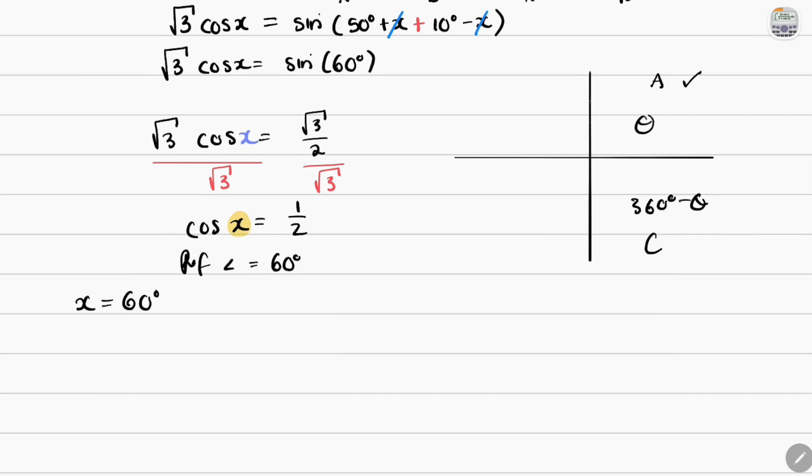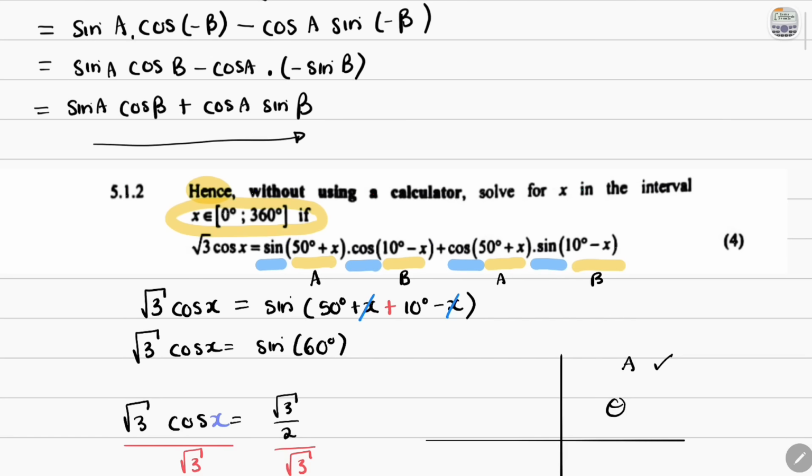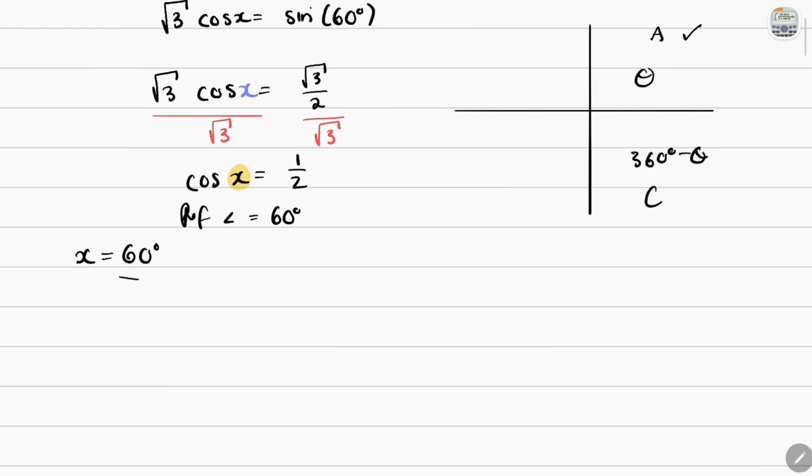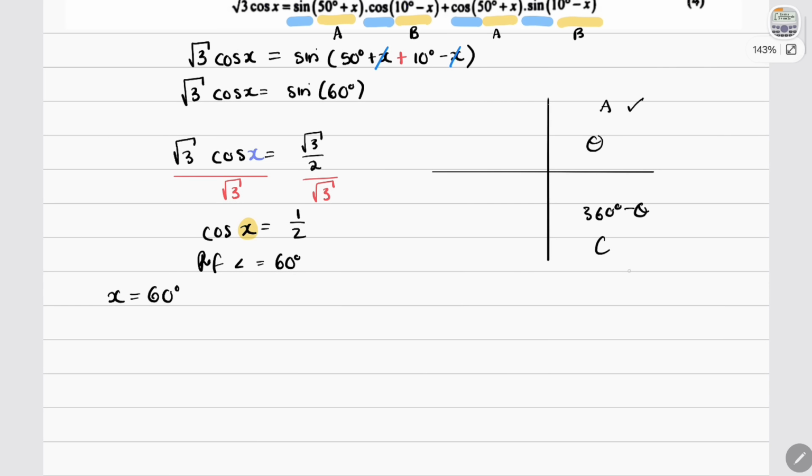So if you were using the table method, the only one that would work for this interval 0 to 360 degrees would be the 60 degrees. If you said plus k 360 degrees and substituted values for k, the only one that would work is where k is equal to 0, that integer value of 0. So that would be how to use the table method really.